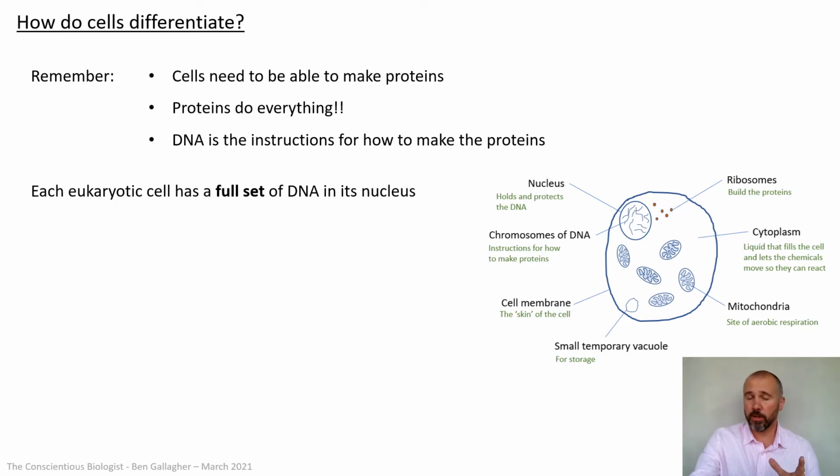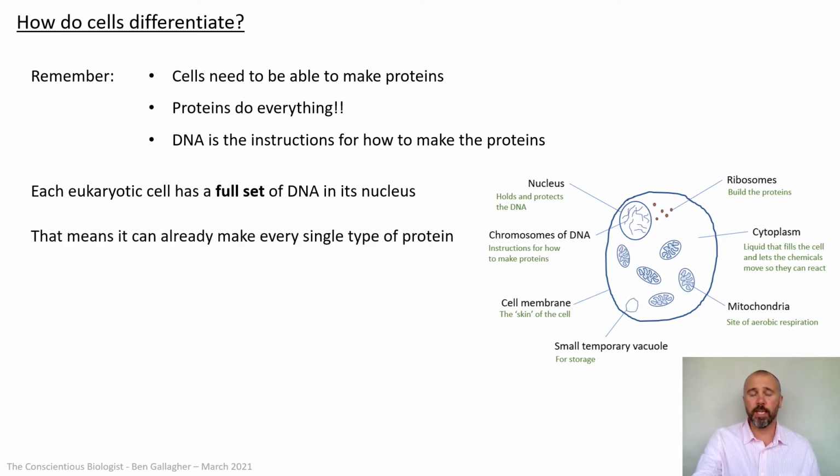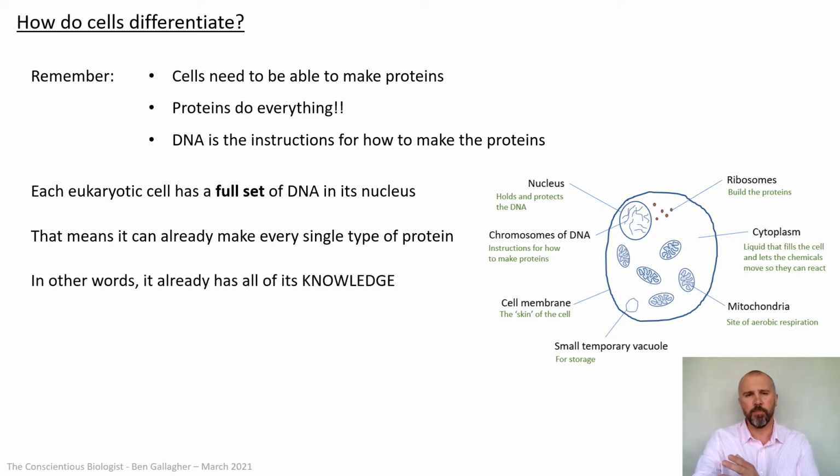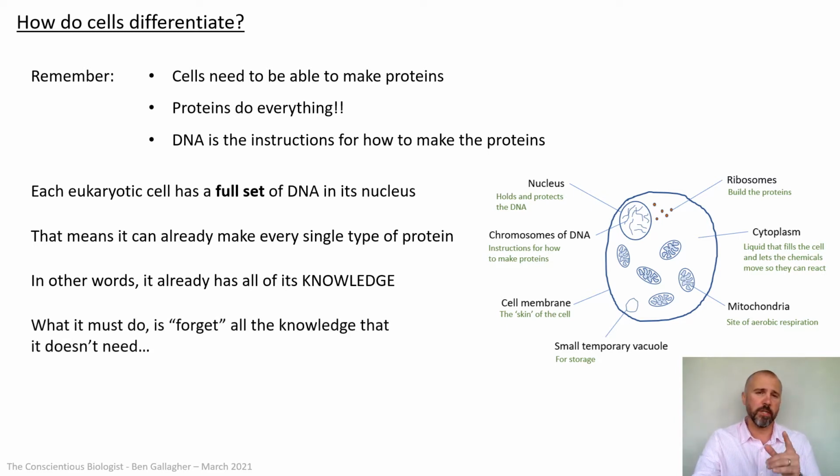I say almost because there are a couple of exceptions. Red blood cells don't have a nucleus, so don't have any DNA, and sperm cells and egg cells only have 50%. But all your other cells have all of your DNA, which means they can already make every single type of protein. So as soon as that cell is made, it has the capability, or at least the instructions, for making every single type of protein. So what we're talking about really is the cell already has all of its knowledge. So what it needs to do is forget all the knowledge it doesn't need. It's the opposite to how we work as humans.